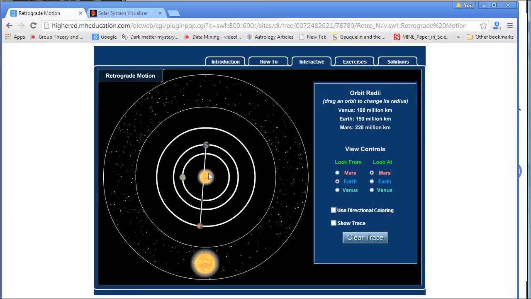Here we are on Earth. This line is us looking at Mars. And as the Sun gets opposite to Mars, as the Earth ends up in the middle, Mars appears to go retrograde. So Mars will appear to be retrograde when it's close to being opposite from the Sun.